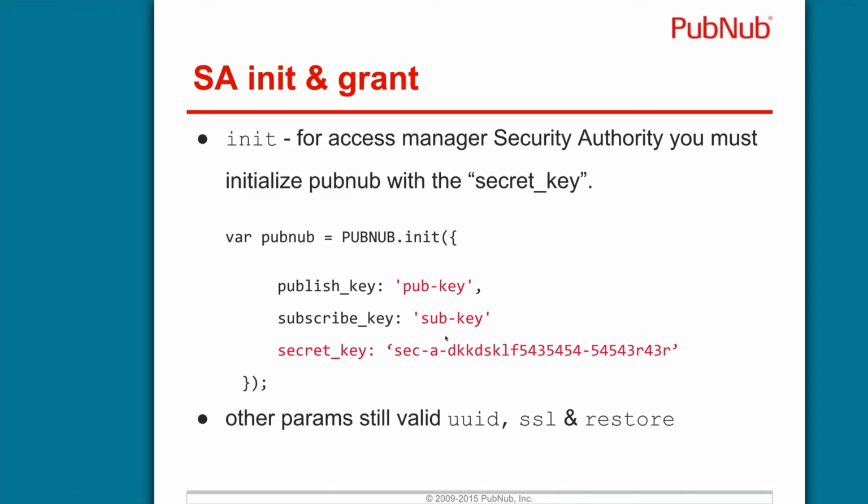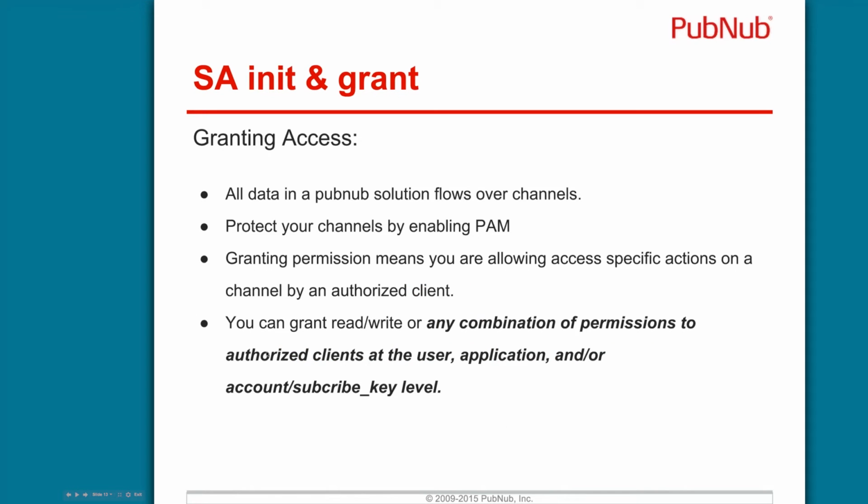The next thing it could be is your auth key, but I'll get to that in a little bit. Any other parameters are still just fine. So if you're doing subscribes, you can subscribe and publish with the security authority. There's nothing different. The only difference is you can grant and revoke.